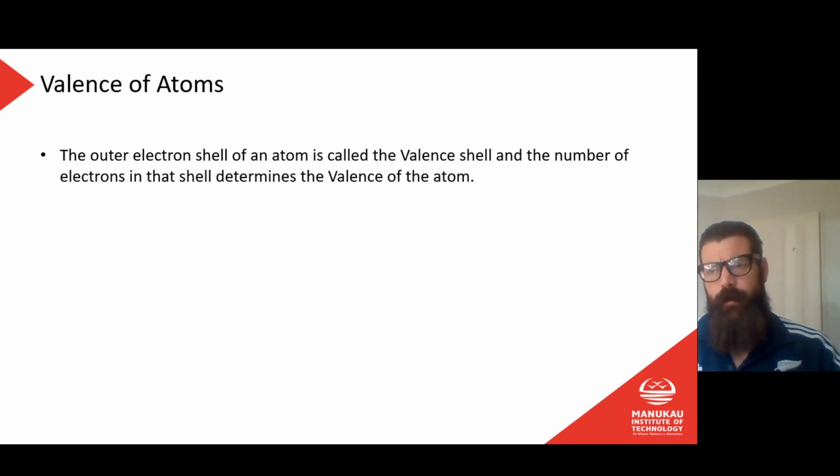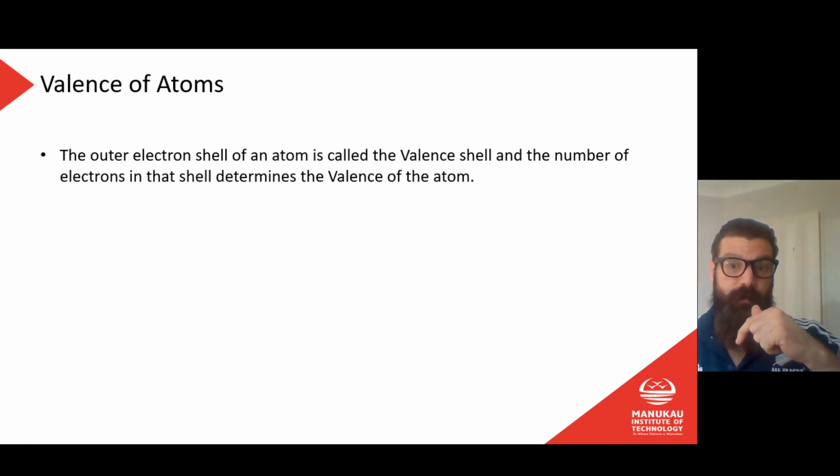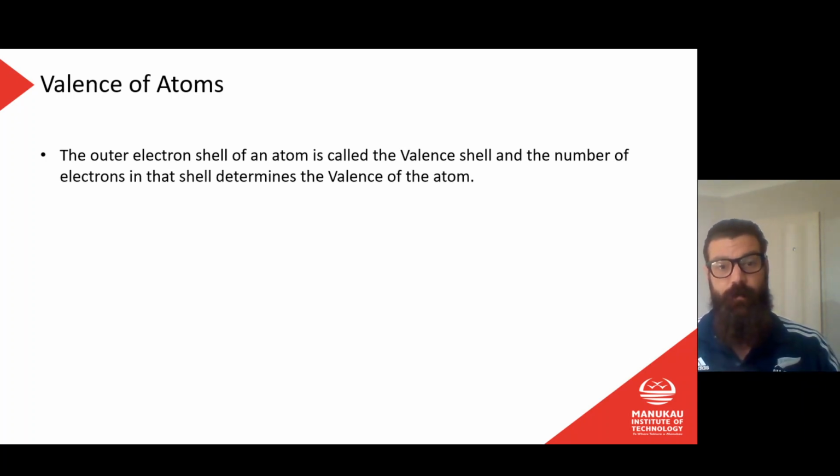So if you have very few electrons in the outer shell, then there's spaces for more electrons to come in, so it's a low valency. If it's got a high valency, that means that the outer shell is full or almost full, so there's not many spaces for electrons to come in.